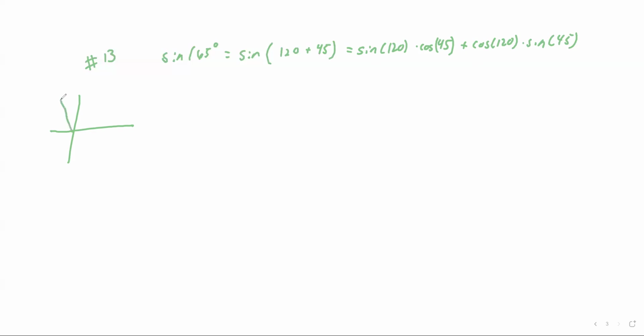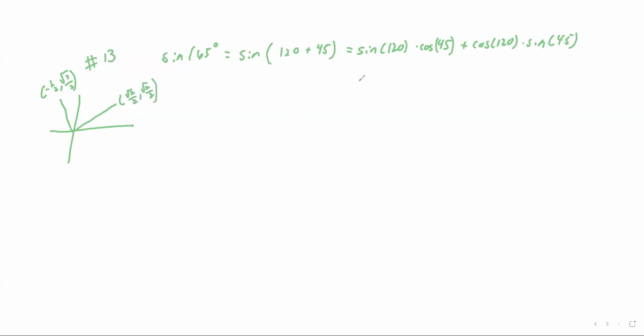Again, using the unit circle, 120, this would be basically 60. This would be 120 right here. So this would be negative 1/2 because we're closer to the y-axis, comma, the square root 3 over 2. And then 45 is located right here, and that's dead in the center. So that would be the square root of 2 over 2, comma, the square root of 2 over 2.